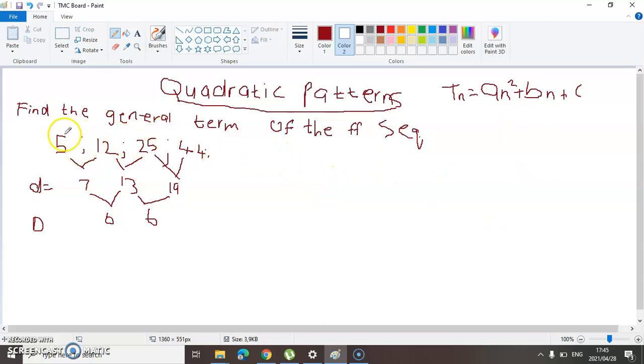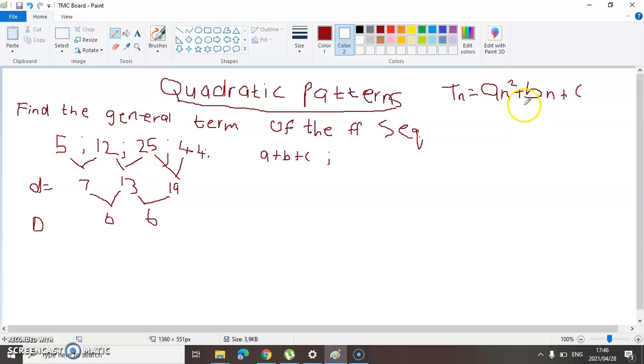We know that this is term 1. So how do you get T1? You just substitute 1 in place of n. And then you are going to get A plus B, because 1 times B is B, plus C. This is the first term. Now how do you get term 2? You just substitute 2 in place of n.